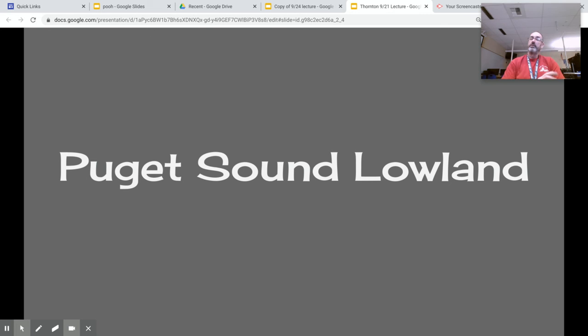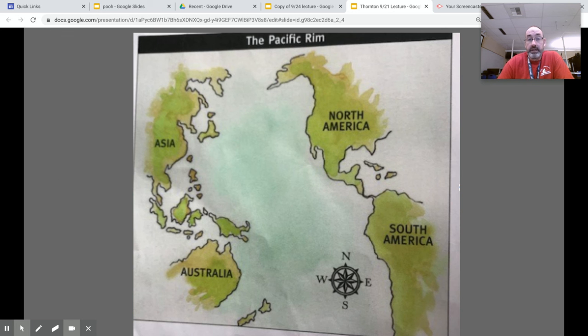Now, when we're looking at this, I do want you to focus in on the Puget Sound Lowland. Okay, the Puget Sound Lowland is our economic engine for Washington State. And there are several reasons why. First reason why Puget Sound is very important is because of the Pacific Rim. If you remember your old stories about Christopher Columbus, he was sailing around the world trying to get to India. Okay, he didn't realize that North America and South America were in the way. And that's why he mistakenly called the people in North America and South America Indians.